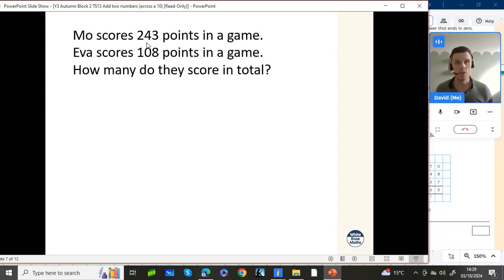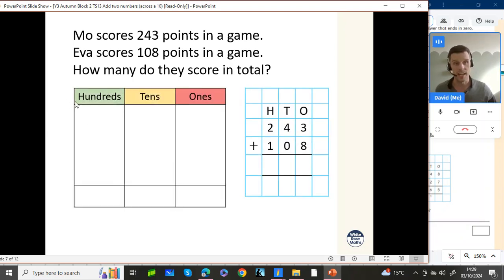Mo scores 243 points in a game, and Eva scores 108 points in a game. How many do they score in total? There's our key word again, total, to show us that it's an addition question. So here's my place value chart. Here is my sum written using column addition.